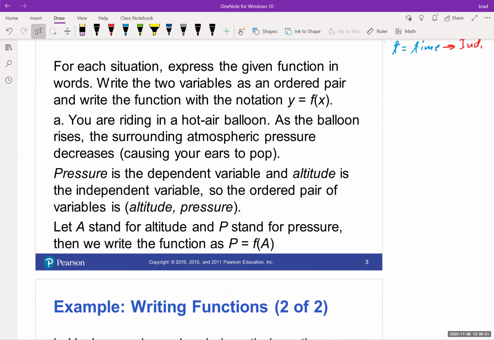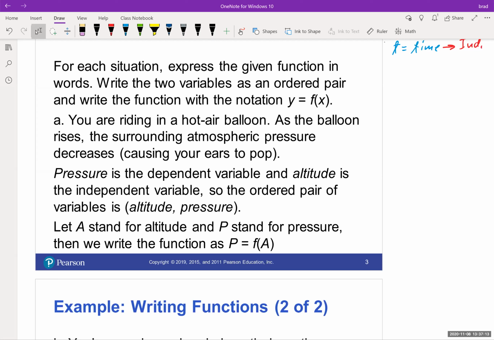So for each situation, express the given function in words. Write the two variables as an ordered pair and write the function with the notation y equals f of x. Normally I erase this and then we fill it in during the video, but they did a pretty good job of describing it, so I wanted to just leave it this time. It says you are riding in a hot air balloon. As the balloon rises, the surrounding atmospheric pressure decreases.